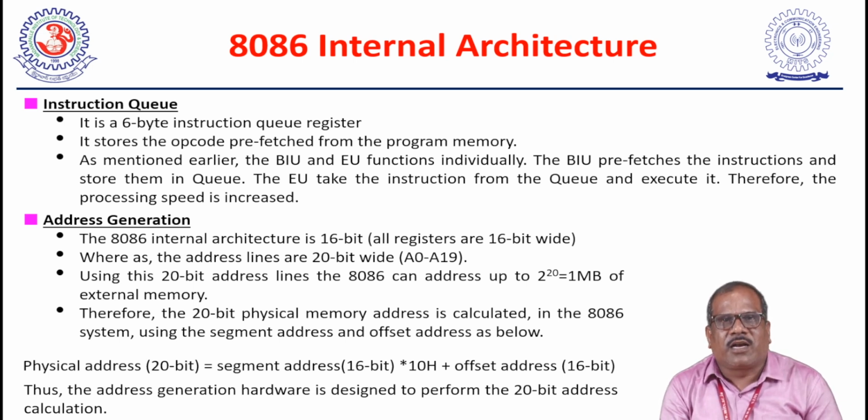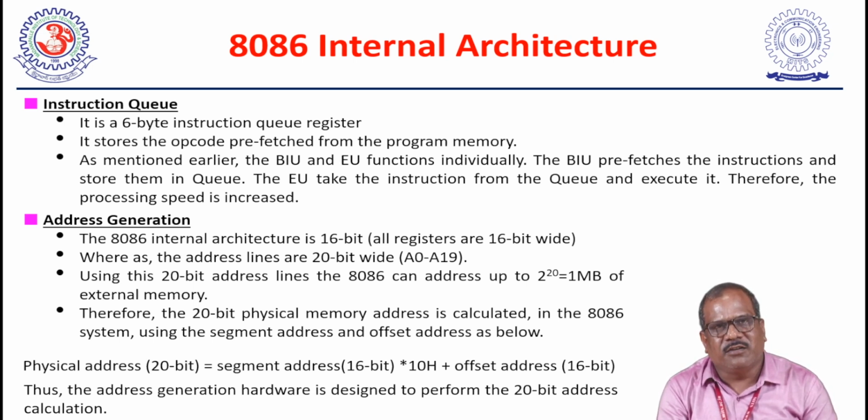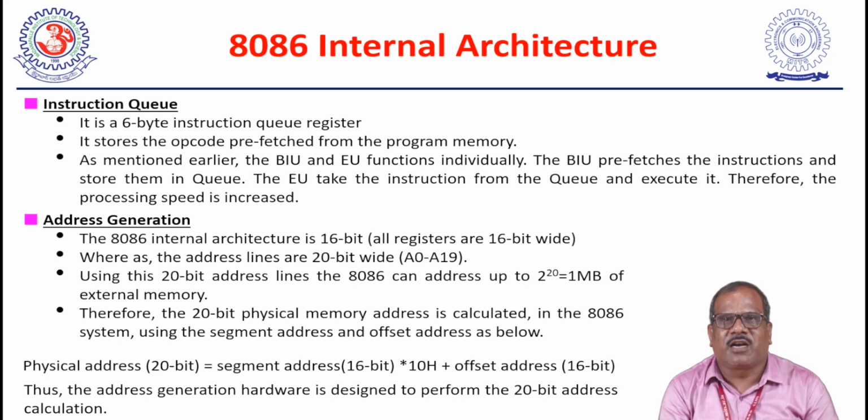Then the address generation, or address conversion mechanism. The 8086 has a number of 16-bit registers. It has a 20-bit address line and a 16-bit data line. The address line notation is A0 to A19. Using this 20-bit address, the 8086 can address up to 2 power 20, which gives 1 megabyte of memory capacity. So the 20-bit physical memory address is calculated with the help of the address conversion mechanism.